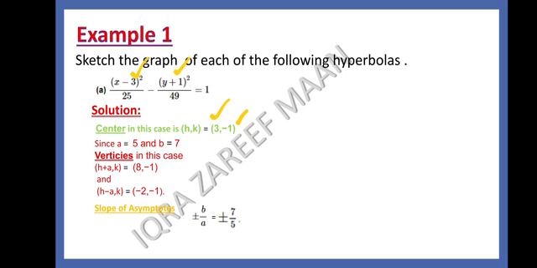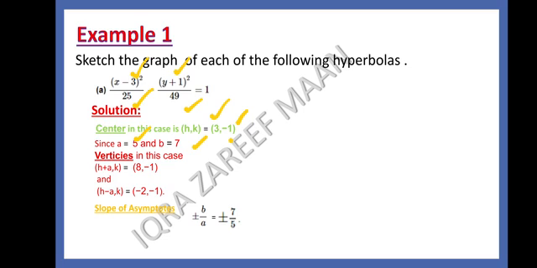As we have the subtracted value, that plus 1, we can write this plus 1 as minus 1, and a value subtracted from y gives us the y coordinate of the center. And here we have a and b. 25 is the square of 5, and 49 is the square of 7, and here we have the values of a and b. We can easily see that in this case the value of a is 5 and b is 7.